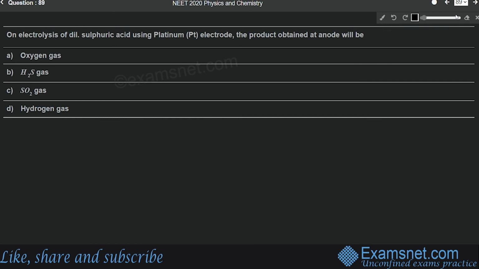Question number 89 is from the chapter Electrochemistry, and the question is: on electrolysis of dilute sulfuric acid using platinum electrode, the product obtained at anode will be. Okay, so when platinum electrode is used, what will happen? First, the sulfuric acid will be dissociated. H2SO4 will get dissociated to give hydrogen ion plus sulfate ion. Okay, now water will also be dissociated, so H2O will be dissociated to give H+ and OH- ions, right?